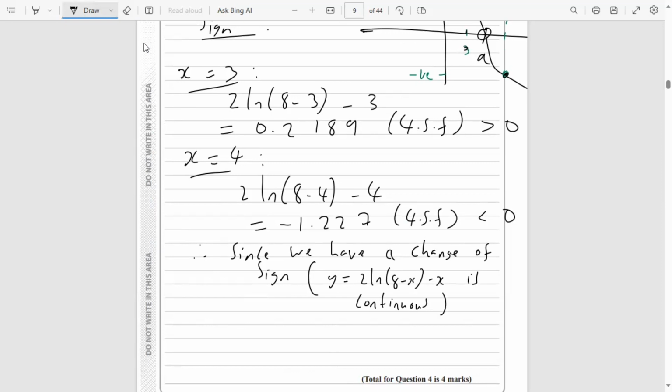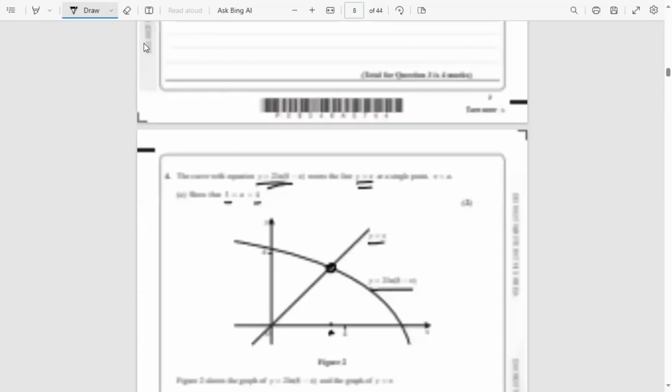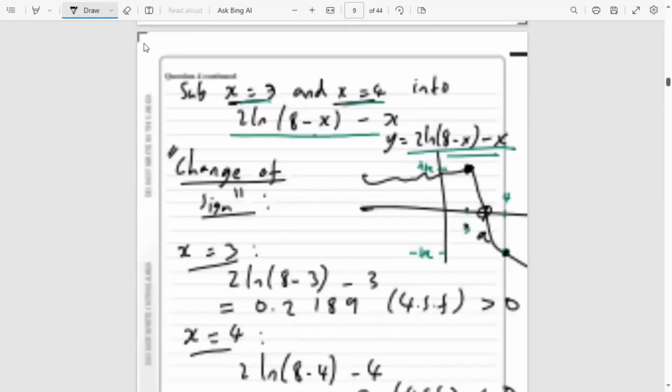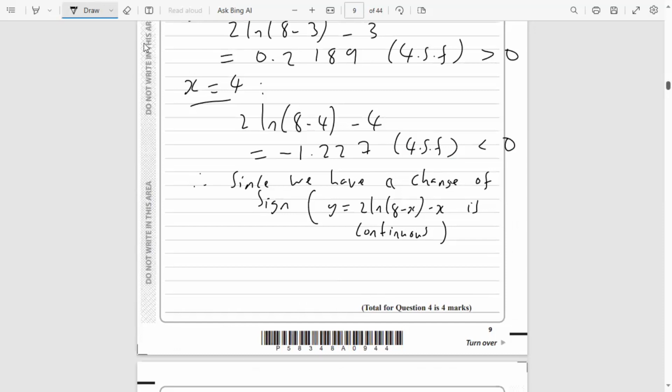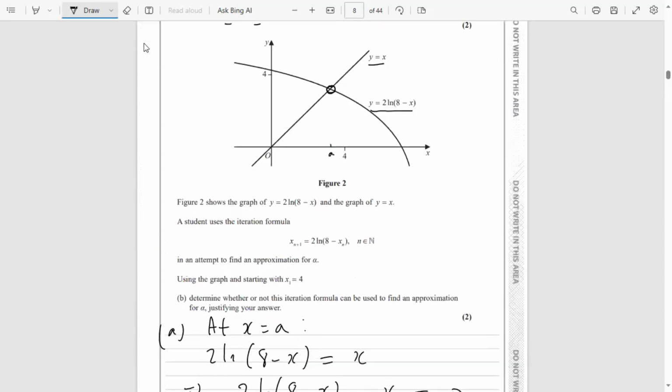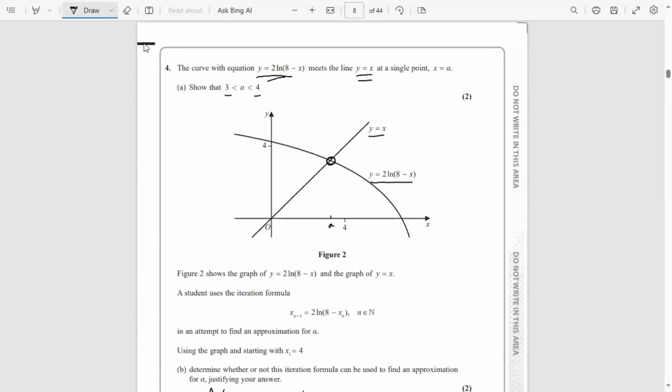This is more stuff you would perhaps mention in a university exam, because again, it's only 2 marks here. You don't need to do the amount of work that I've done. But since it is a continuous curve, we've got 2 continuous curves, y equals x and this curve there, that intersect each other.